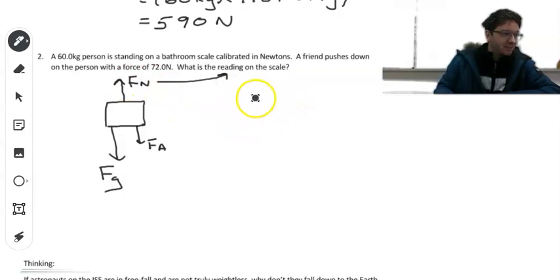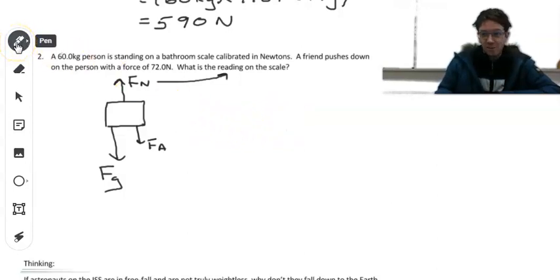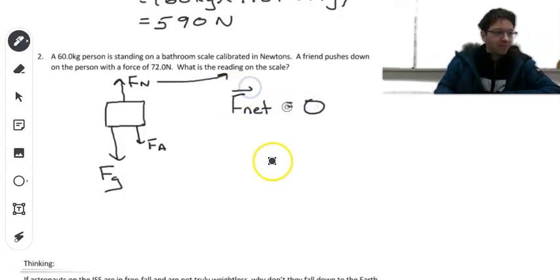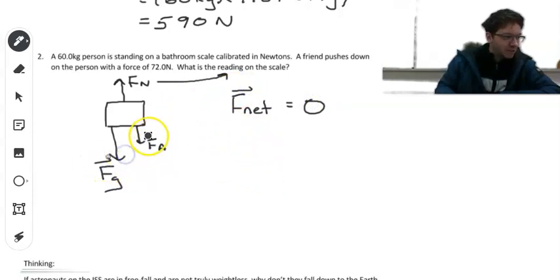Now, since the person is just standing there, their motion is not changing, we can say that they are in equilibrium, or all their forces are balanced. So we would say that the net force equals 0. Okay, so now we just need to add all of our forces, which are all vectors. And I'm going to choose up to be our positive direction.